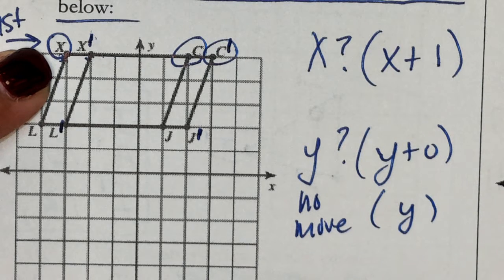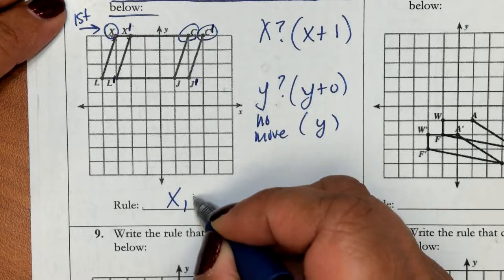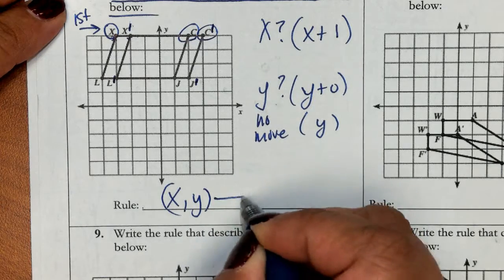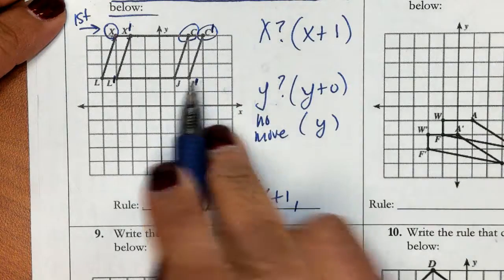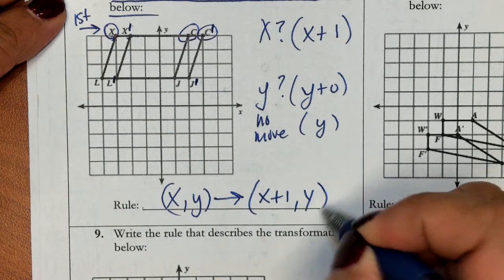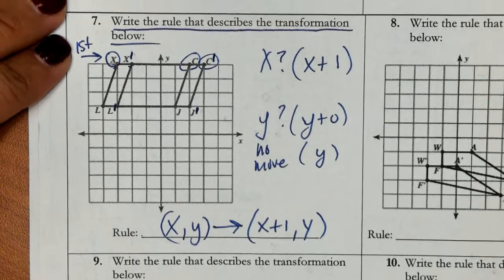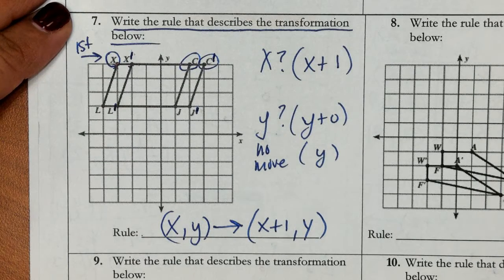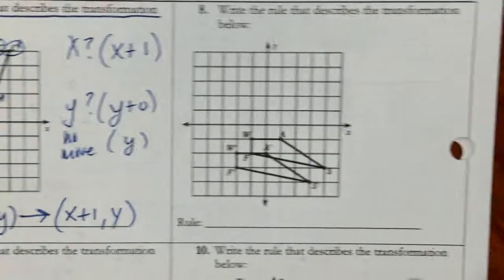So the rule is like this, x comma y. I'm going to shrink it down so it's all together. X comma y with an arrow pointing that I'm going to add a 1 to everybody, and then the y just stays the same. And that's it. Do you like that? It's number 7. Leave it there for a second. Or you can hit pause if you need more time. And let's go to number 8.